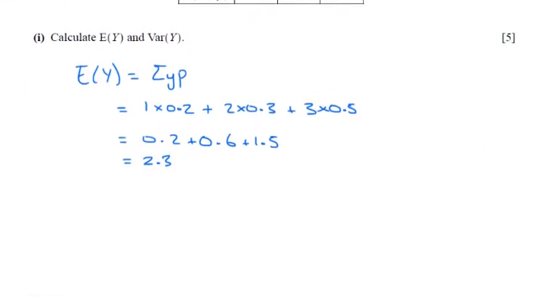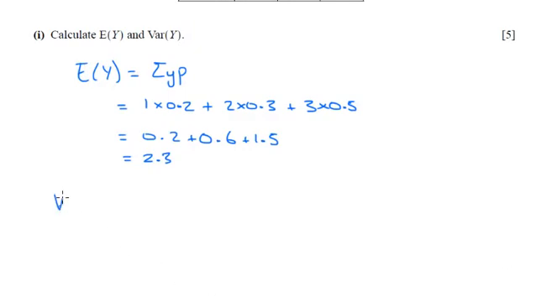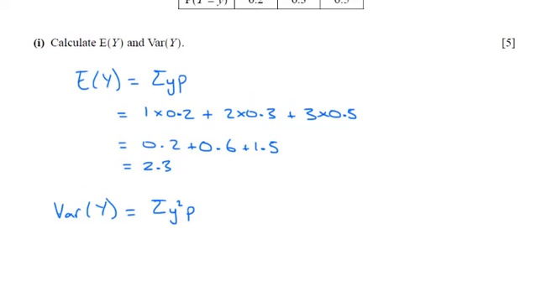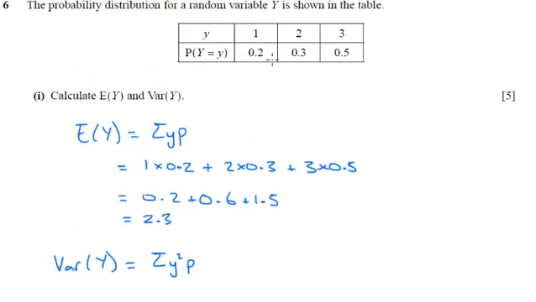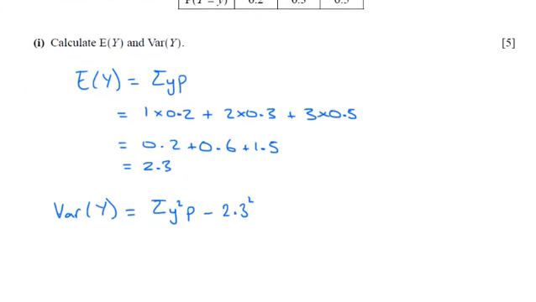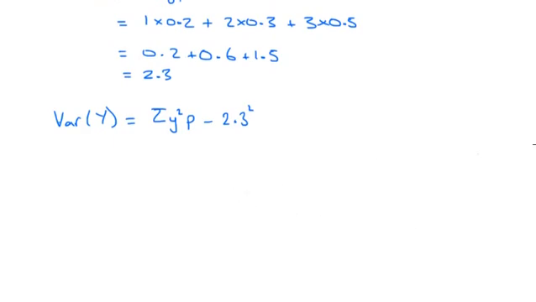The variance formula, if we're using a y, is the sum of the y values squared times by p. So we square these numbers before we times them by p, and then we take away the value of the expectation squared, so the square of this number, or whatever number it is if it's a different distribution.